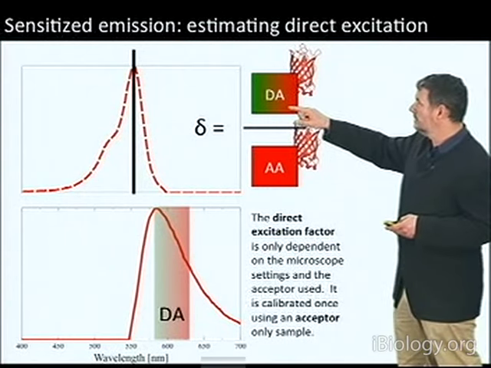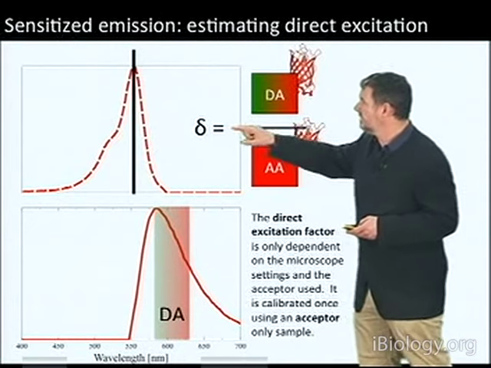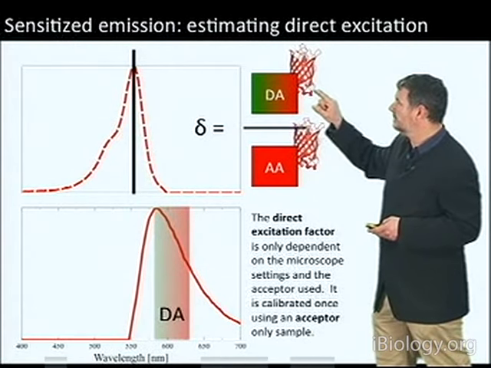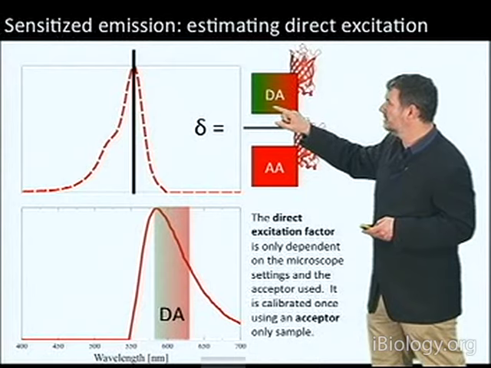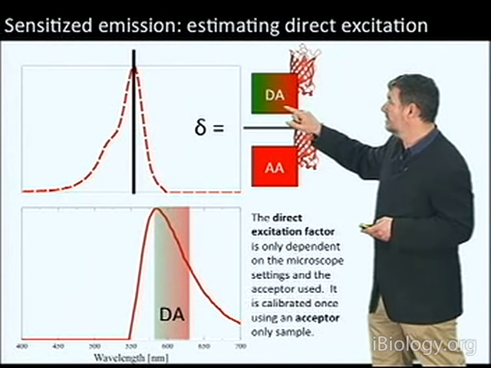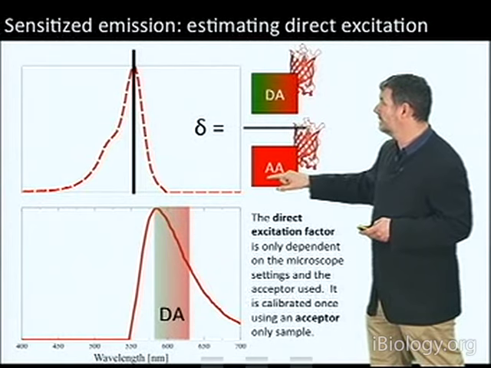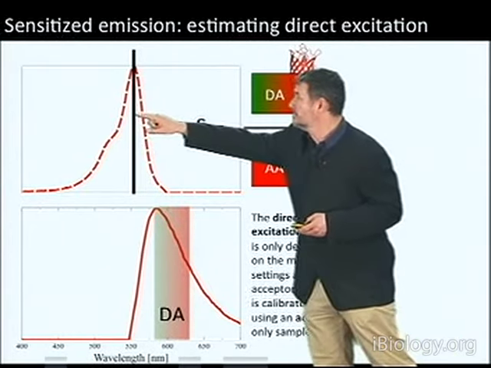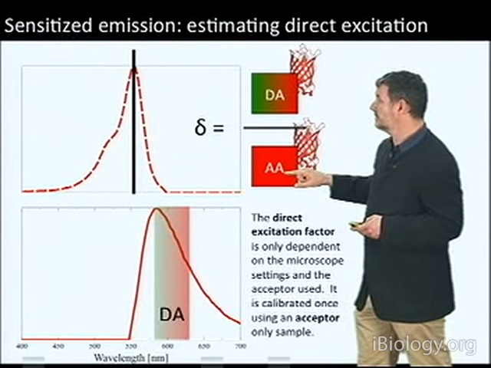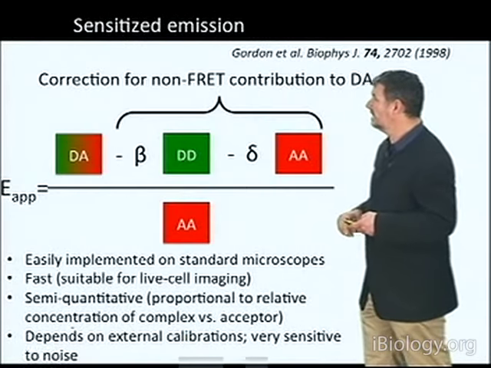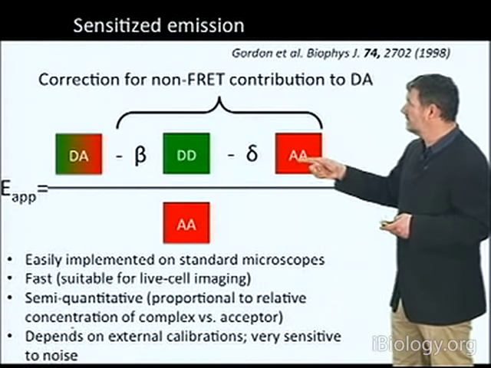So we basically have a scalar correction factor where we take an image with the acceptor alone. We excite the donor. That's where we have the direct excitation, and measure at the acceptor divided by the image of direct excitation of the acceptor and measurement at the acceptor. And so then the sensitized emission is built up as follows.